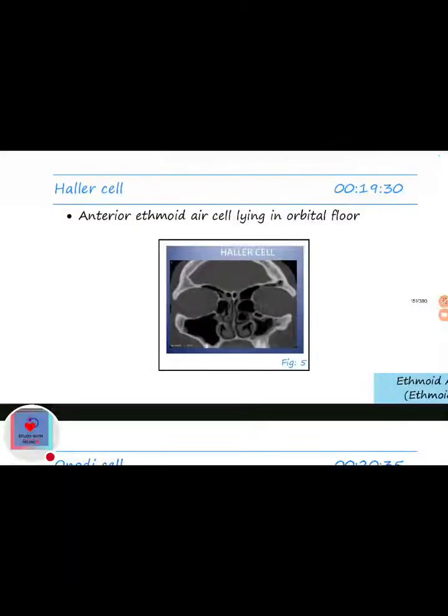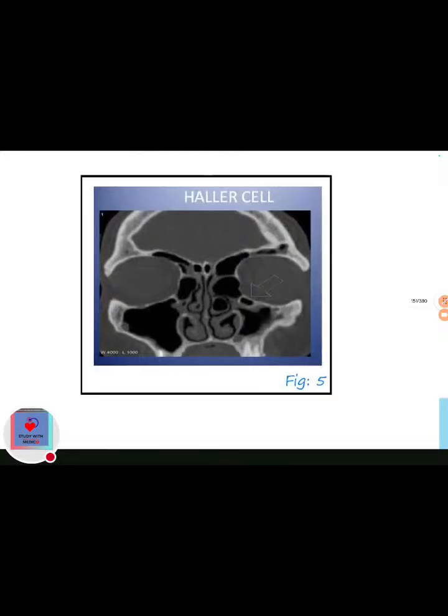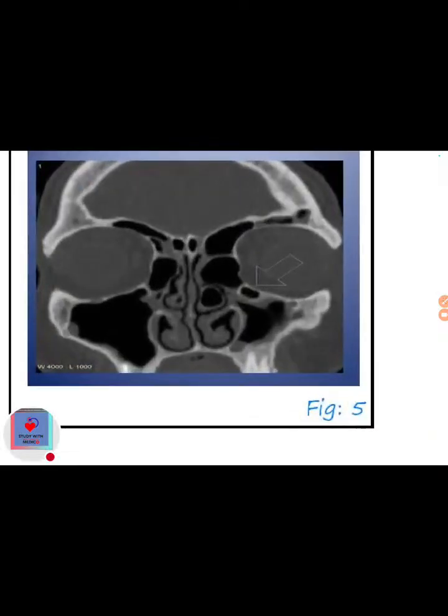Haller cell. Anterior ethmoid is lying on the orbital floor. The floor of the orbit, it means it is very near to the orbit. This is the orbit, this is the floor.